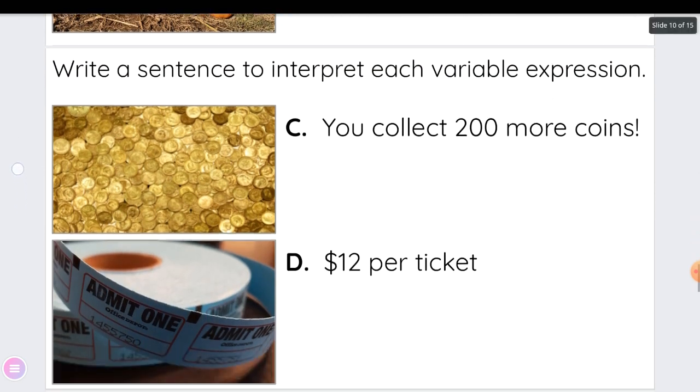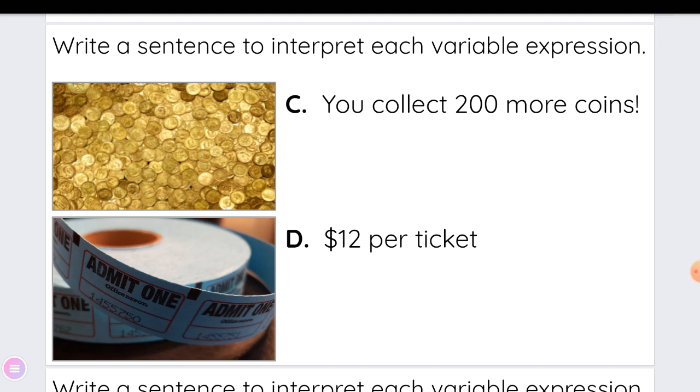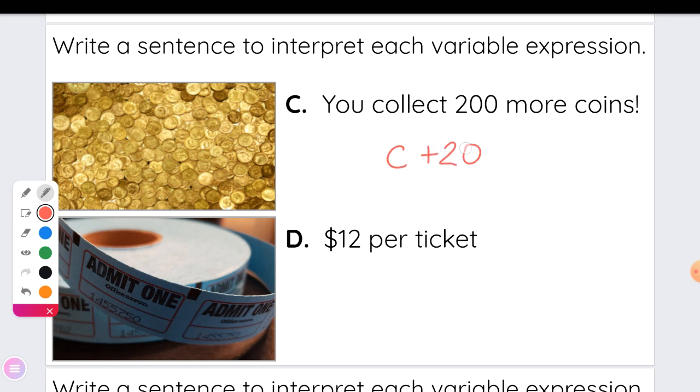Okay? Shh. You collected 200 more coins. Stella, can you give me a numeric or a variable expression for that? You collected 200 more coins. C plus 200. Good job. See, because the number of coins we do not know, but we know it increased by 200.